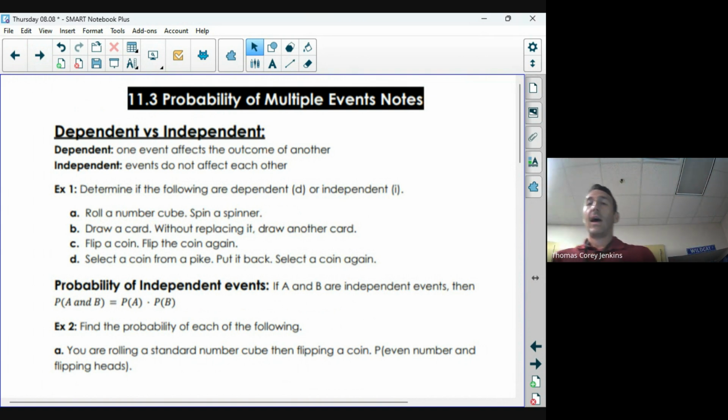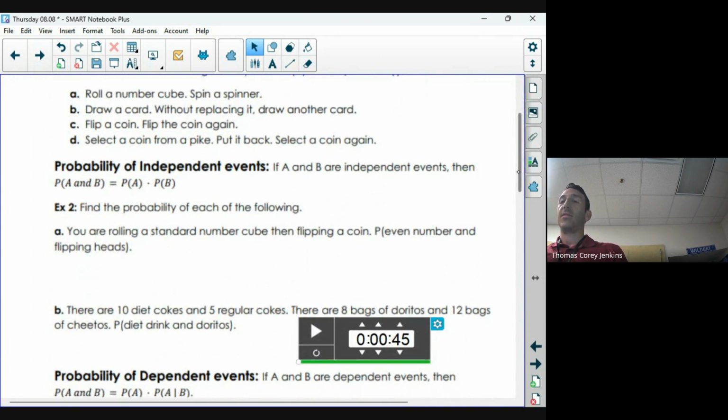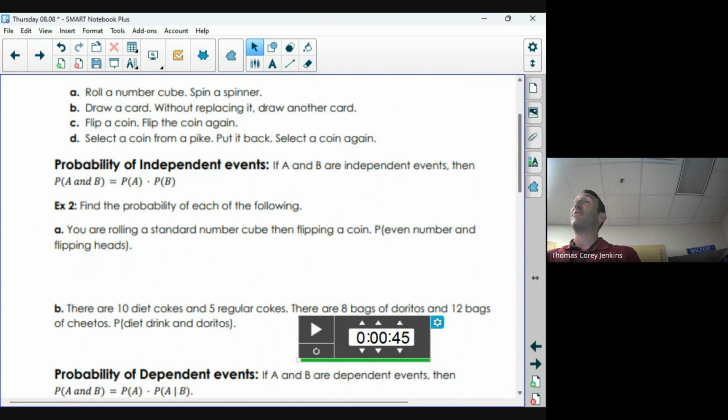Okay. All right. So probability of multiple events or probability of compound events. So there's this idea of a dependent event versus an independent event, and all this stuff we'll post on Google Classroom. So let me know if you need anything. Dependent is if one affects the other. Independent is if one does not affect the other. So let's look at these generic scenarios and label them as D for dependent or I for independent.